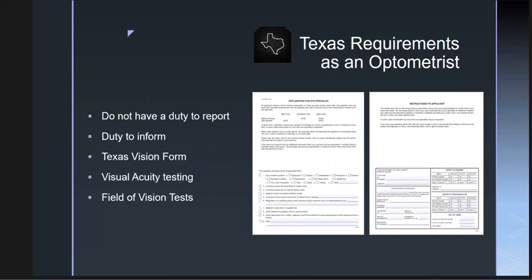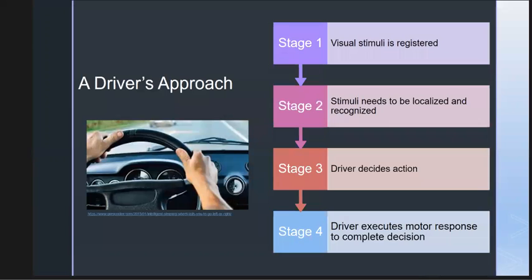To the right is the Texas Vision form that can be found on the DMV website. If the patient brings this to you, all you have to do is fill out the visual acuity, visual field, and the signature, and they can send it with the patient back to the DMV. As an optometrist, the only tests that we have to perform are visual acuity and field of vision.